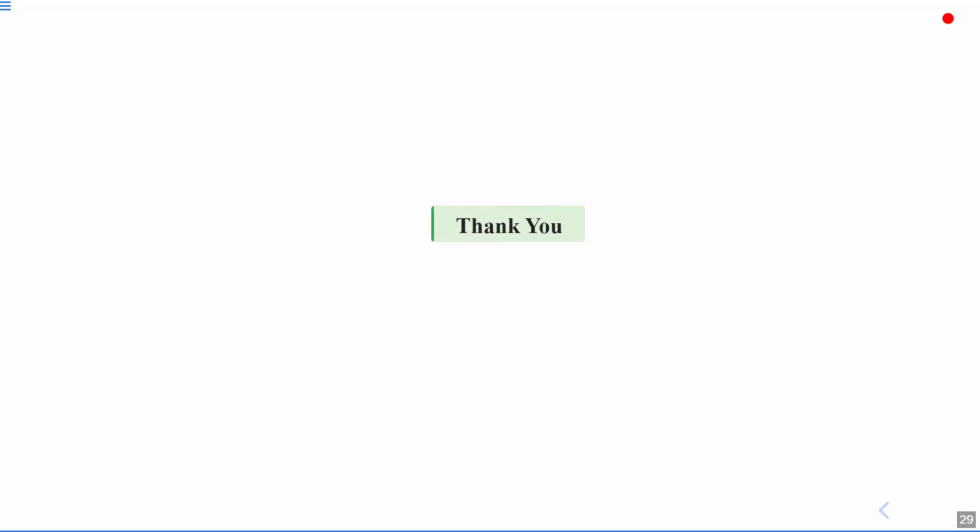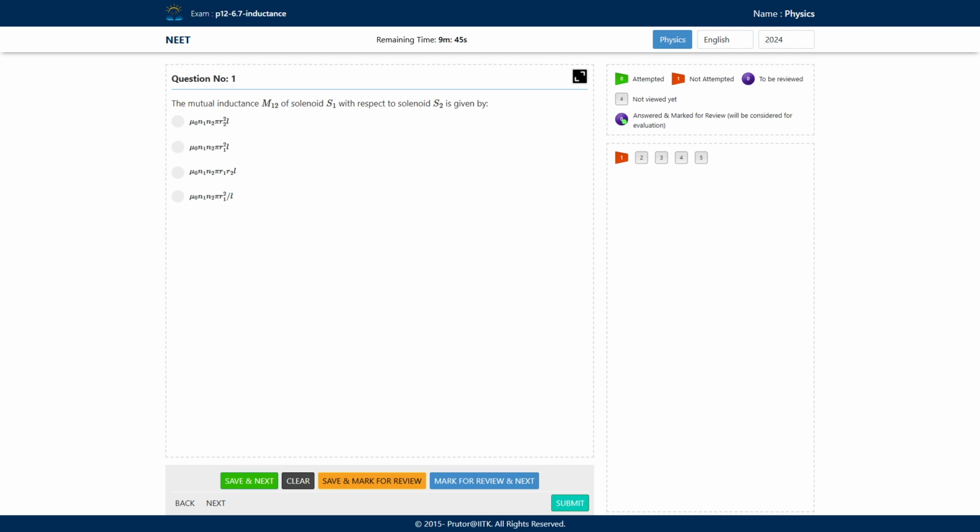We have to do the DPP. First question: the mutual inductance M12 of solenoid S1 with respect to solenoid S2 is given by. You can write your answers in the comment section. Which option is correct? Mu naught N1 N2 pi R2 square L, mu naught N1 N2 pi R1 square L, mu naught N1 N2 pi R1 R2 L, mu naught N1 N2 pi R1 square upon L. Which option is correct? Yes, second.